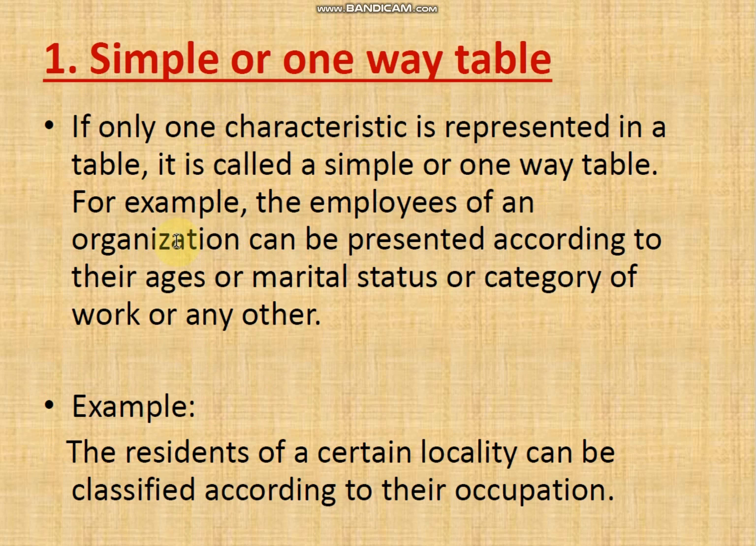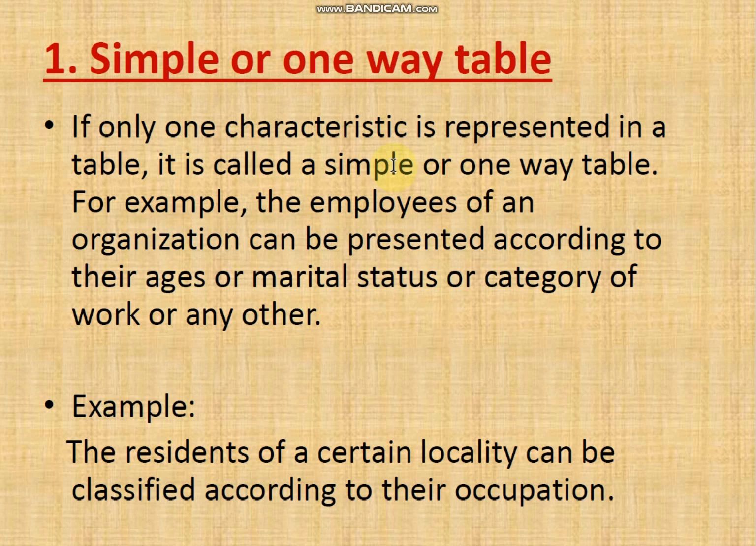For example, the employees of an organization can be presented according to their ages or marital status or category of work or any other. So in a simple table you are just representing one characteristic, just one variable. Such a table is called a simple or one-way table. So one variable and their respective figures or frequencies.